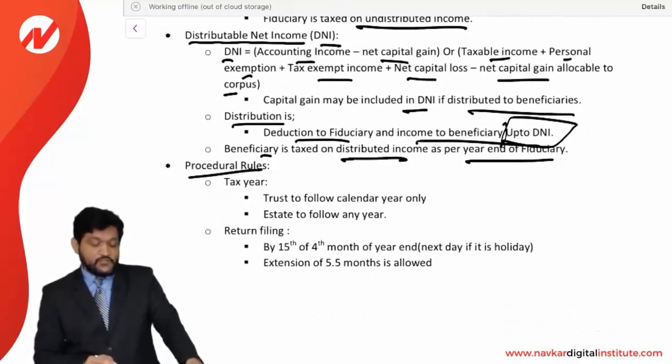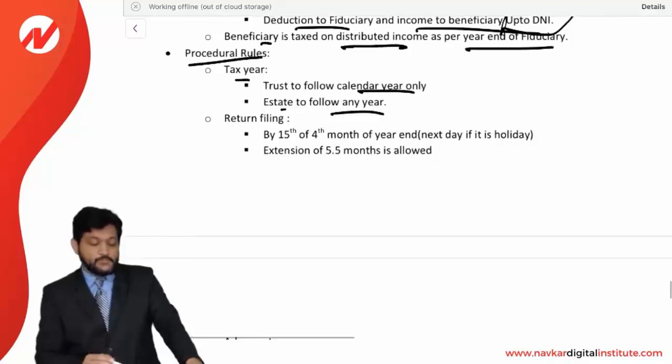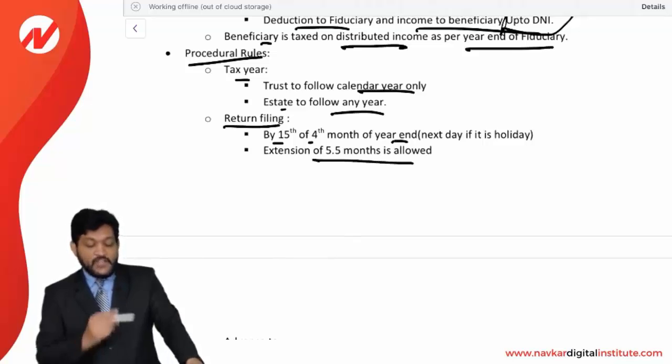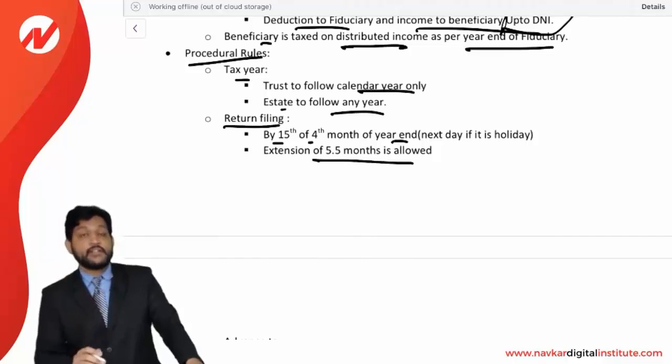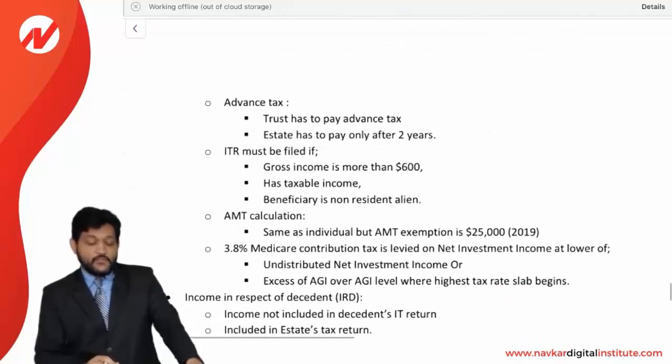Okay, procedural rules. Tax year: a trust has to follow the calendar year only, and an estate may follow any of them, which we have already seen in the previous sessions. Return filing is by the 15th of the 4th month after the year end, that is the next day if it is a holiday, and an extension of 5.5 months is allowed. So you have to file a return by 15th April. A 5.5 months extension is also allowed if you could not file the return within the date.